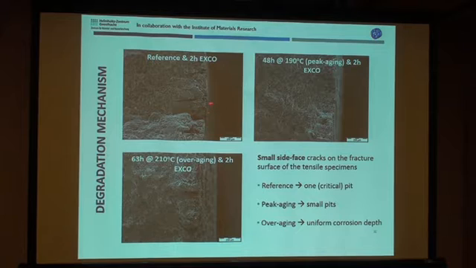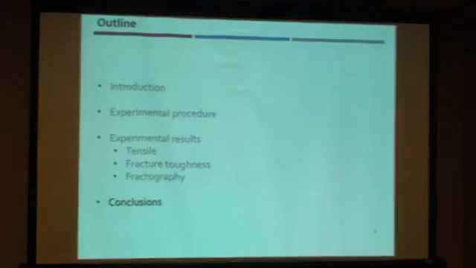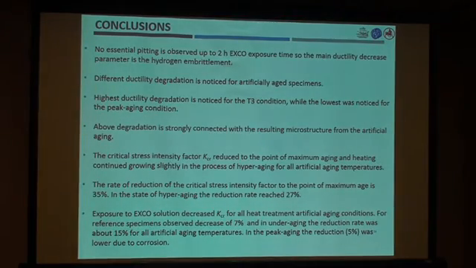And here you can see how dangerous the exfoliation corrosion is on the side surfaces. As you can see in the peak aging, you have a more uniform corrosion field. And this also was the case, for example, in the overaging condition. I have another conclusion, but I'm quite sure that you can all see it in our published papers, including this conference paper.